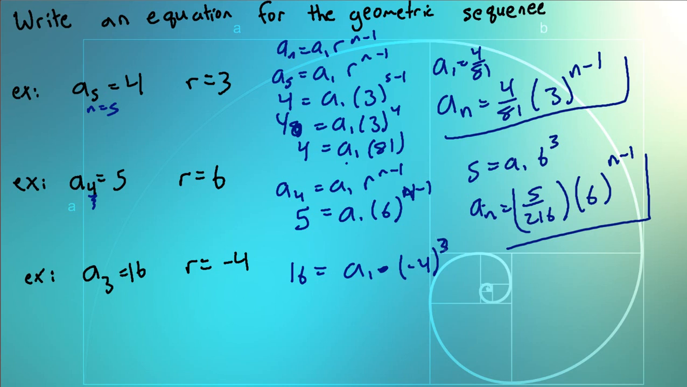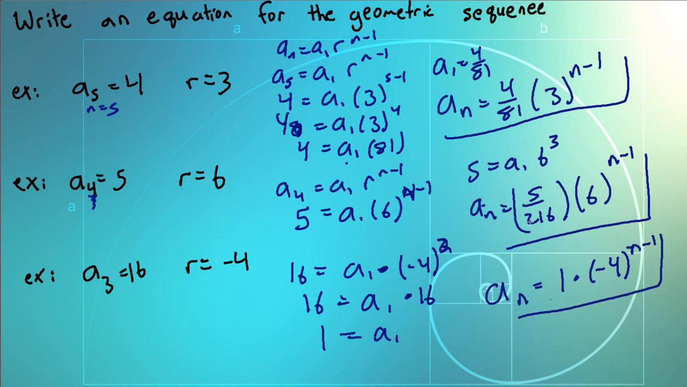And it's going to be 3 minus 1, so we'll have a 2 right there. So we have 16 equals a sub 1 times 16, so a sub 1 is 1. So we have a to the n, or a sub n, equals 1 times negative 4 to the n minus 1.